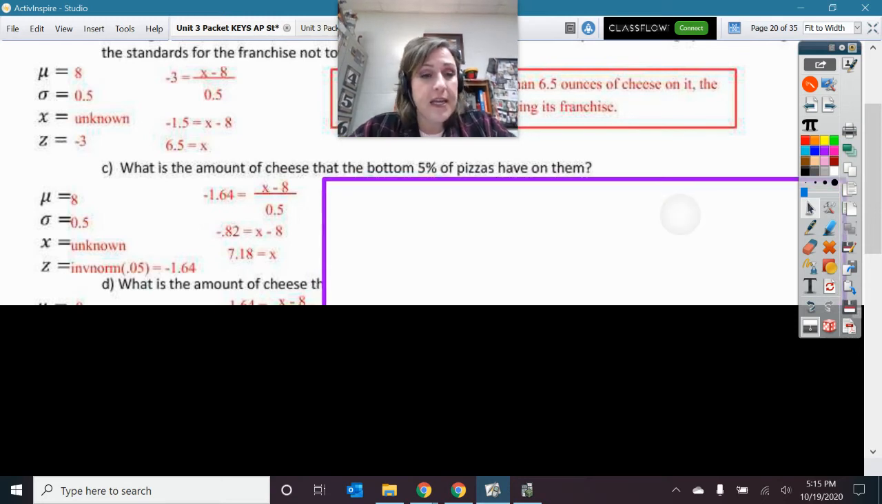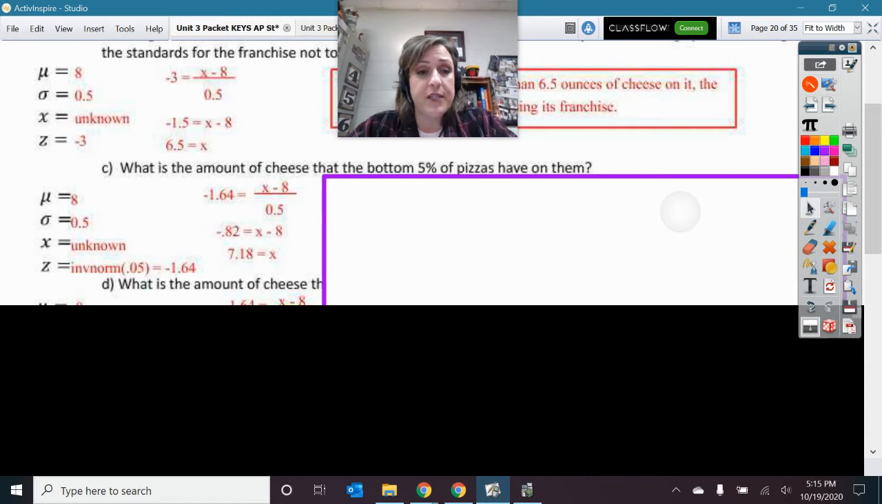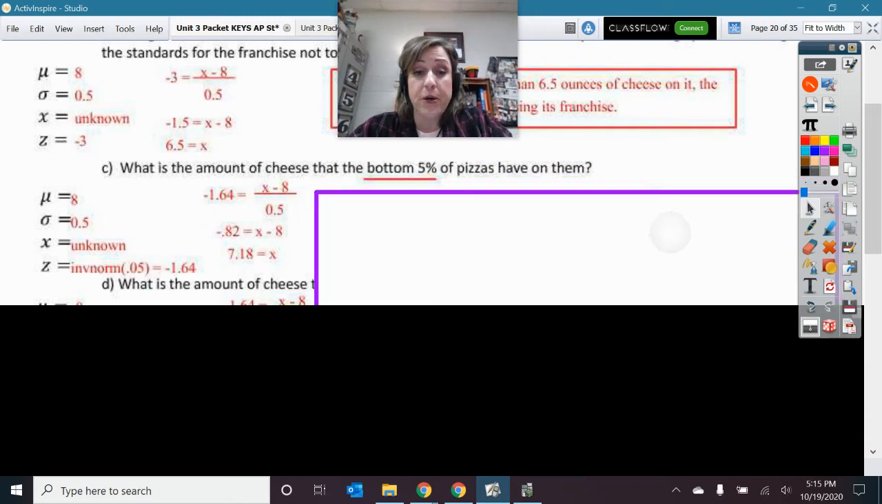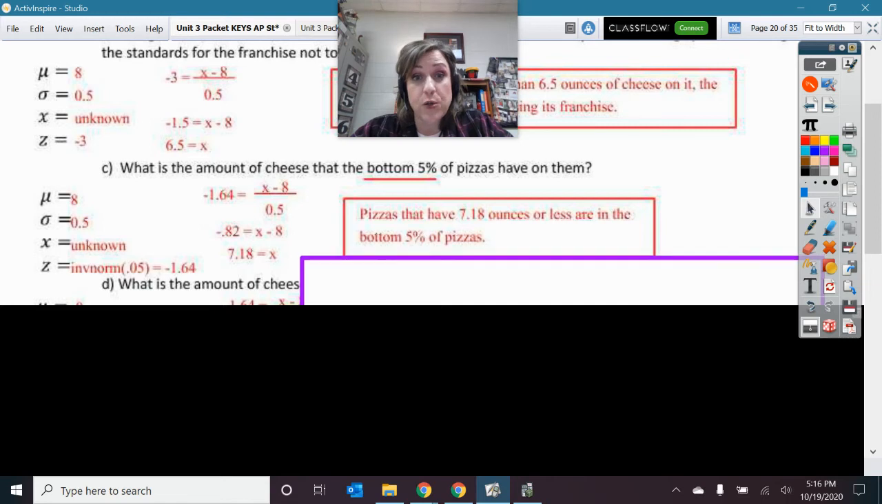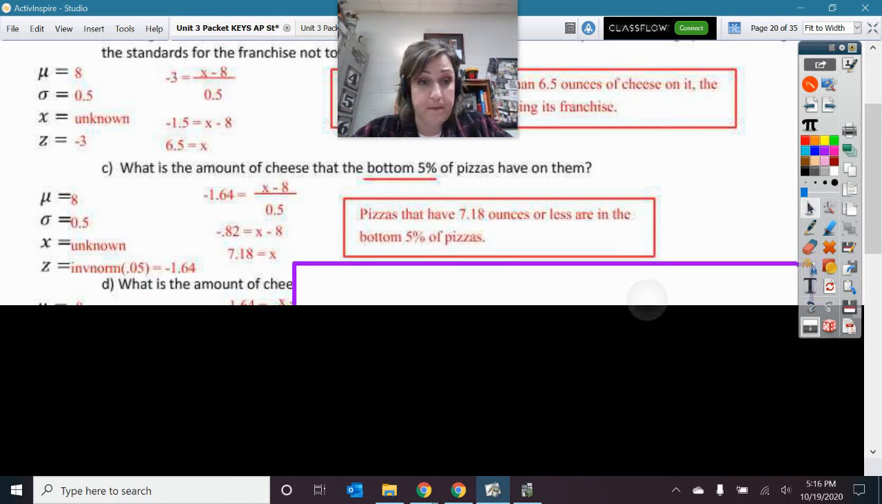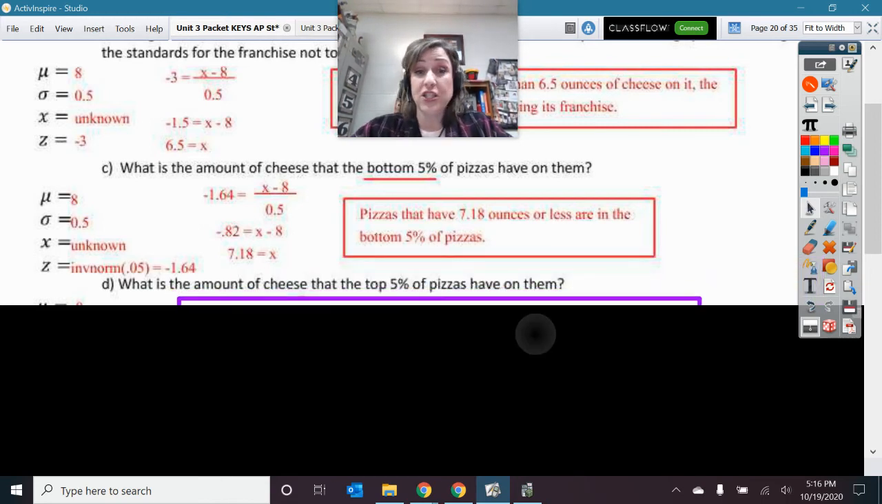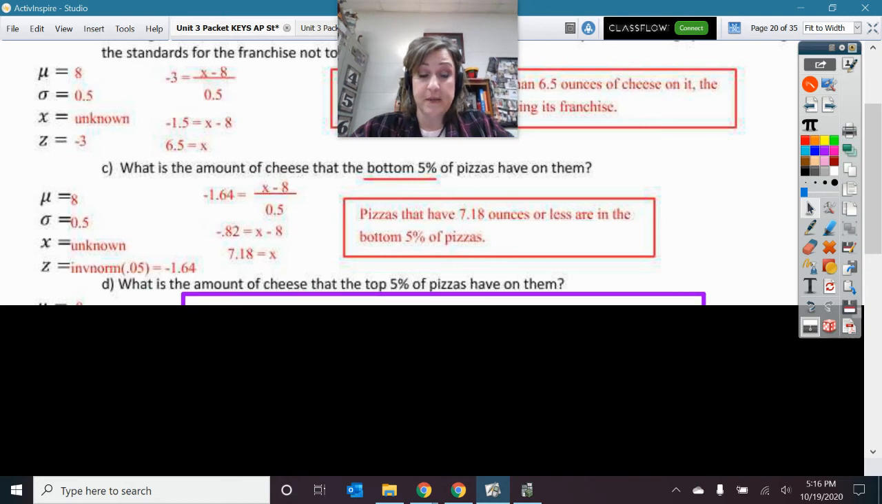Here I have Z, -1.64 equals X minus the mean over the standard deviation, and then I solve for 7.18. So the bottom 5% of pizzas have 7.18 ounces or less on them. All right, and what about the top 5% of pizzas?